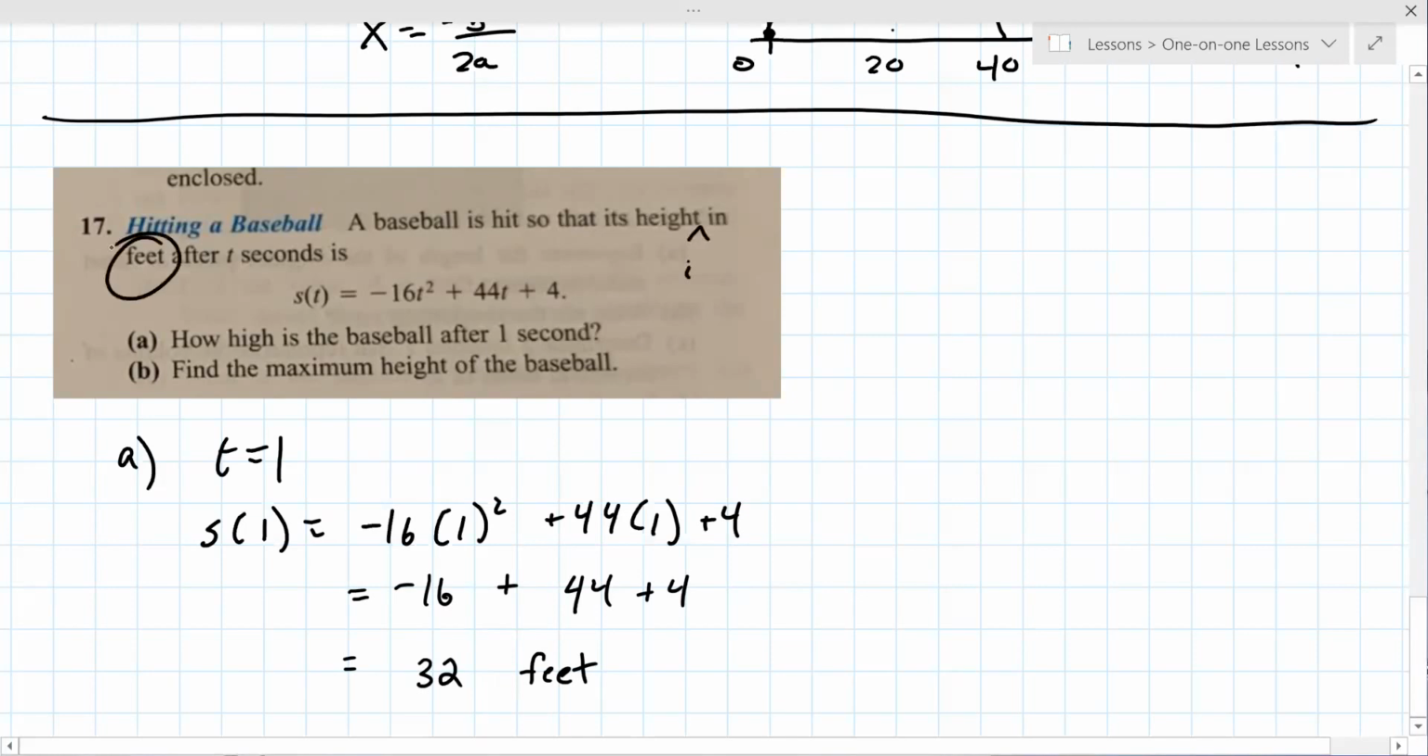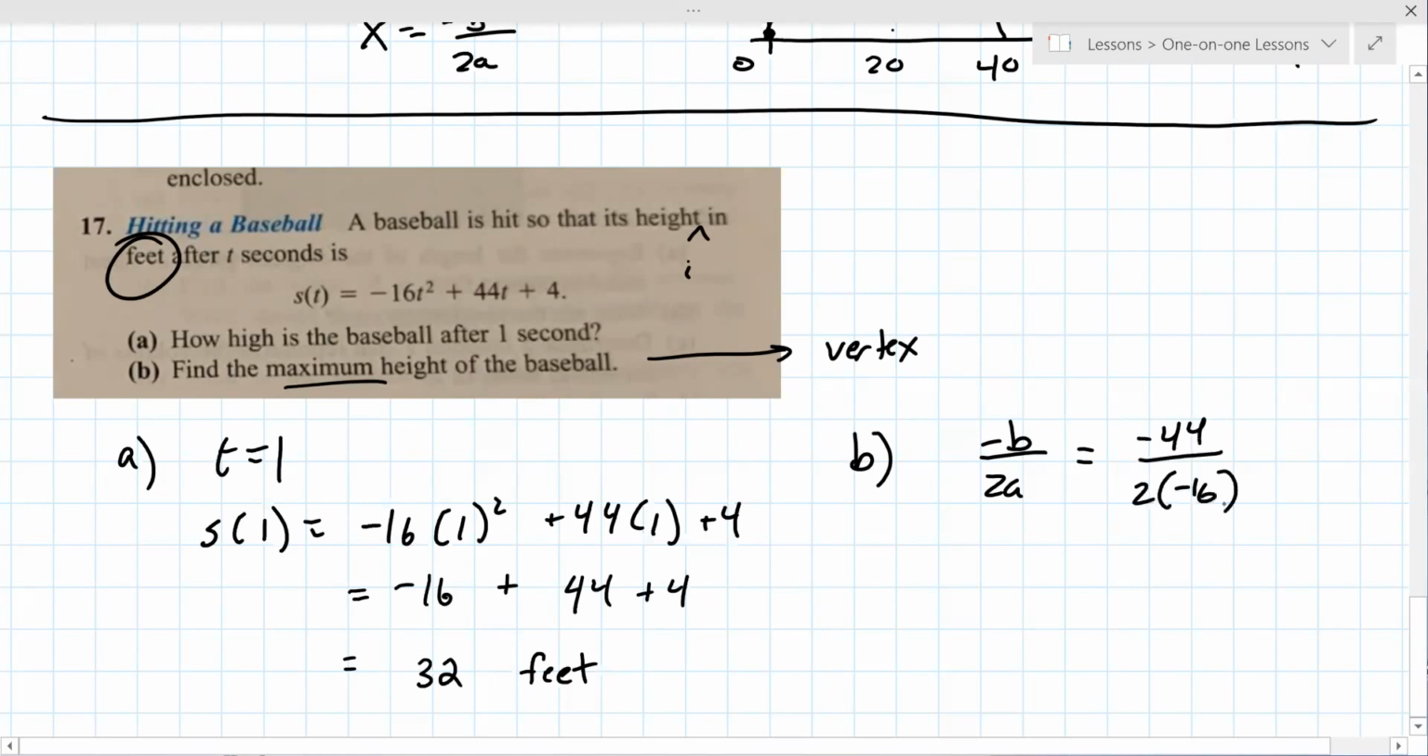Now, find the maximum height of the baseball. Whenever it says maximum or minimum, you're going to think vertex. You need to find the vertex. The vertex is always at minus b over 2a. In this problem, b is 44 and a is negative 16, times 2. Now, this one doesn't work out as nicely. And just to be clear, this is the time where it happens.